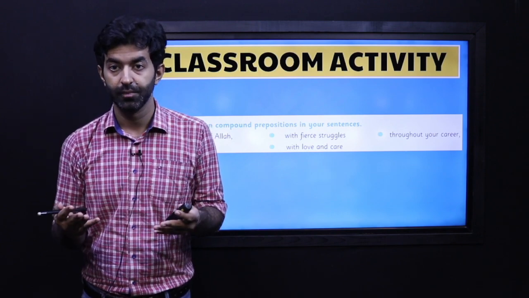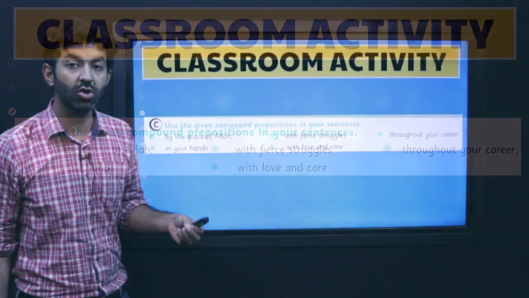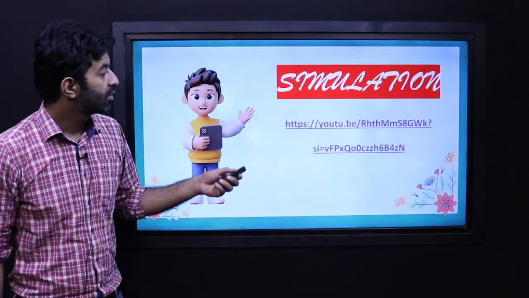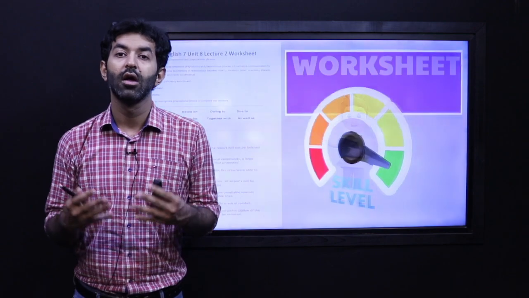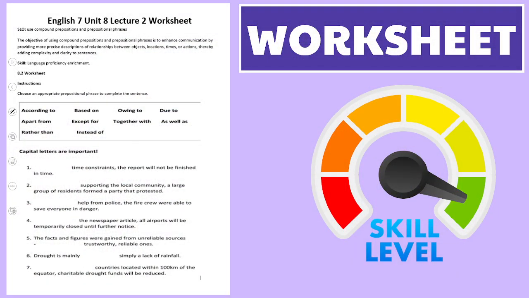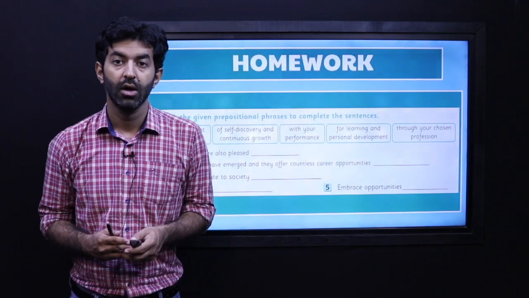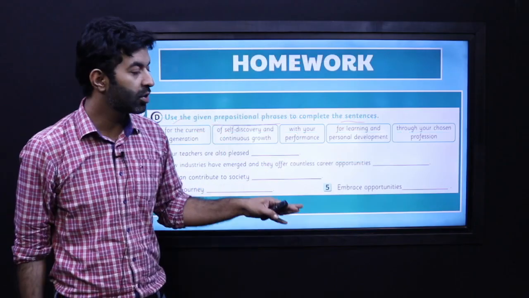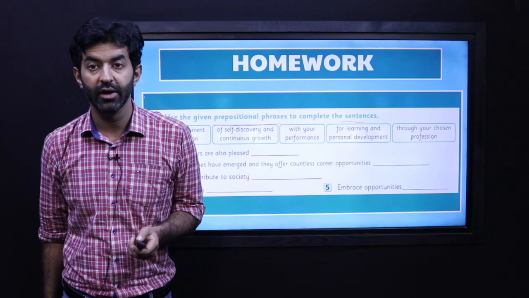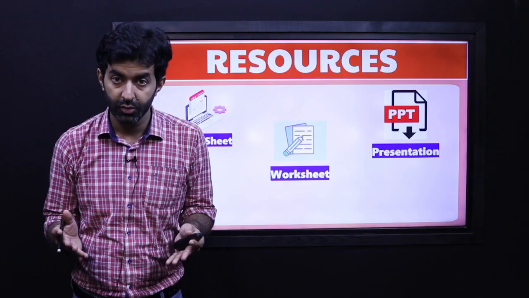This is your classroom activity where you have to use the given compound prepositions in your sentences, and the simulation link is here to give you extensive information if you're interested. And let's talk about the worksheet over here, which is based on the main lesson, compound prepositions and prepositional phrases. For your homework, you have to use the given prepositional phrases to complete the sentences. A word bank is given and you have to put the words according to the context. And all these resources are also included in the description of the video, students.